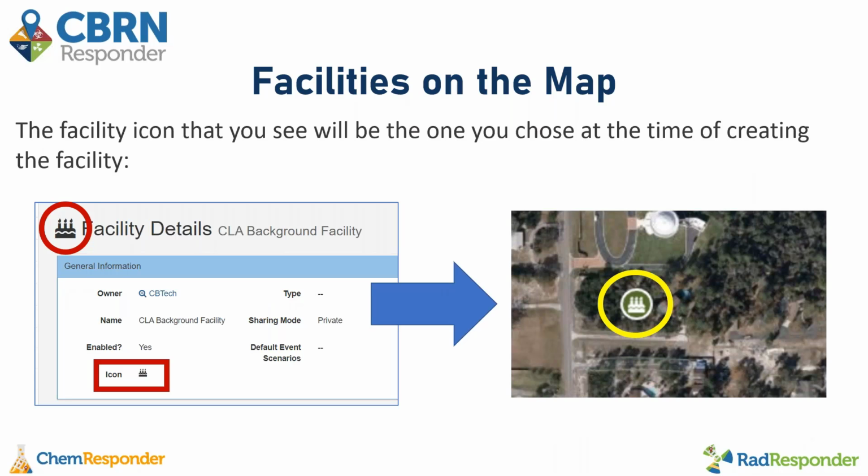The icon you see on the event map is dependent on the one that you chose at the time of creating your facility. So for example, if I chose this birthday cake as my icon, it will show up as a birthday cake icon on the event map. Choosing an icon could be really useful if you have a lot of facilities in a small area, so you can easily differentiate them without clicking on them. But again, this is totally optional and up to you.